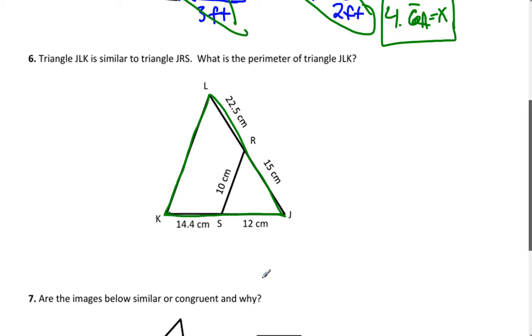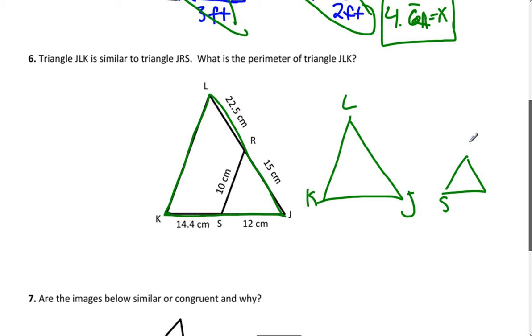So the way I would recommend you do this problem is to draw your two triangles separately from each other. This would be the big triangle KLJ. This would be the small triangle SRJ. Label what you know. That's 15. That's 10. That's 12. This side is not 14.4. It's what you get if you combine these two sides together.